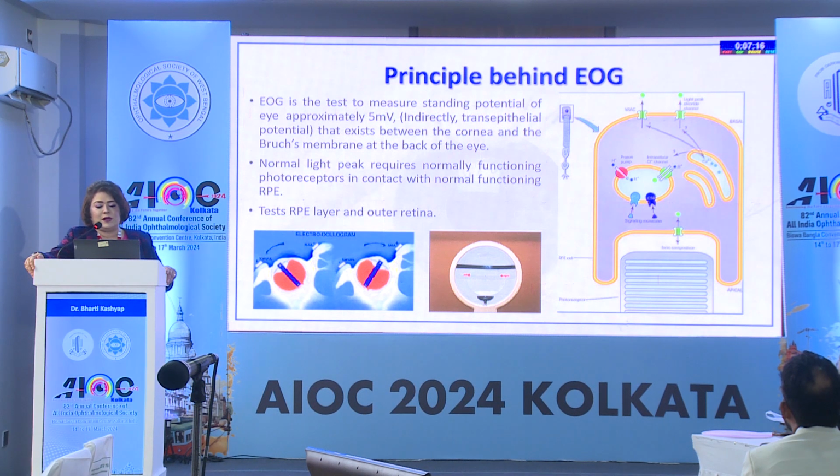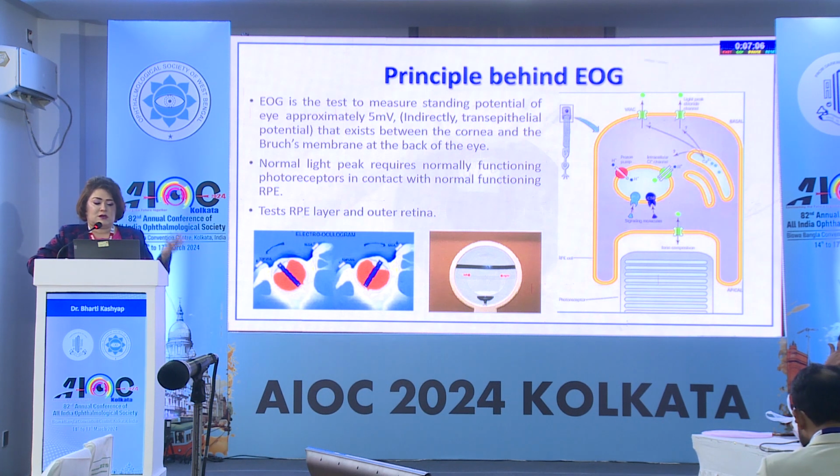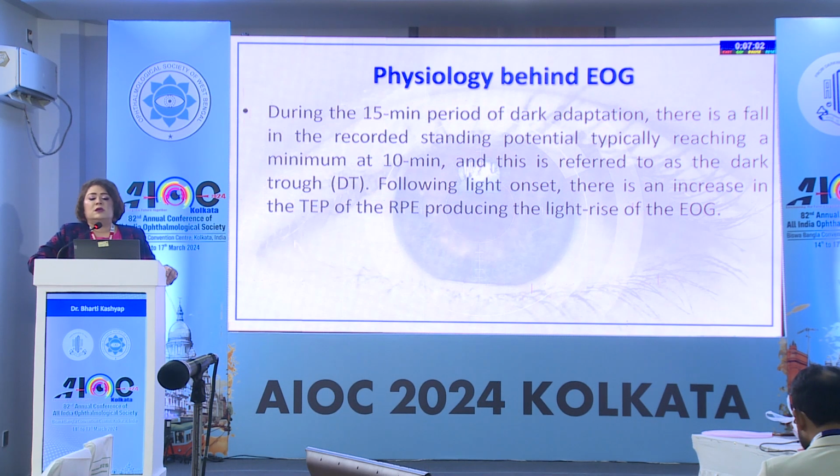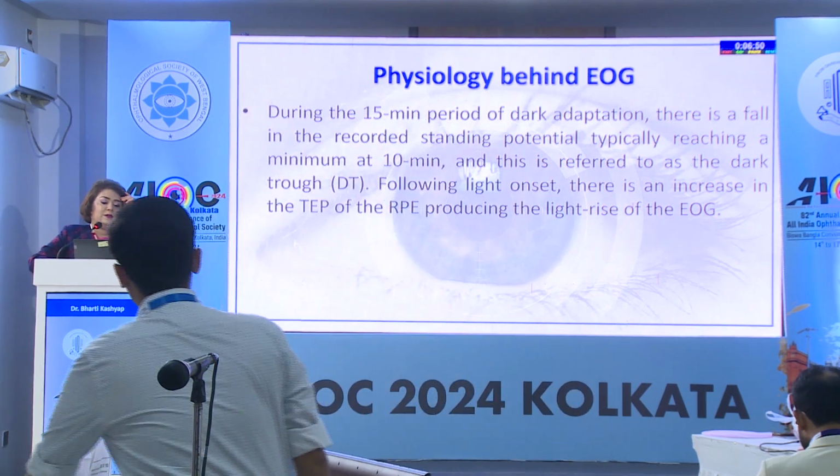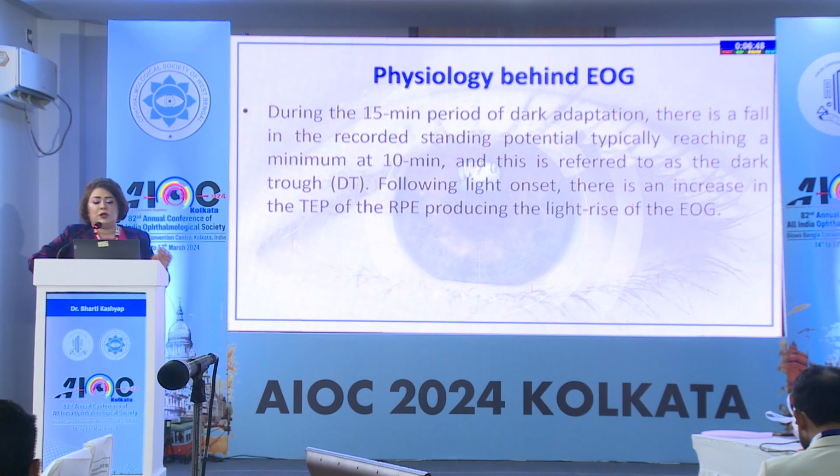The normal light peak requires normally functioning photoreceptors in contact with normally functioning RPE. It tests RPE and outer retina. Before the clinical examples, I am giving some anatomy and physiology and the principle behind this EOG, so that it will be easy to understand. During the 15 minute period of dark adaptation, there is a fall in the recorded standing potential, typically reaching a minimum at 10 minutes, and this is referred to as the dark trough. Following light onset, there is an increase in the transepithelial potential of the RPE, producing the light rise of the EOG.